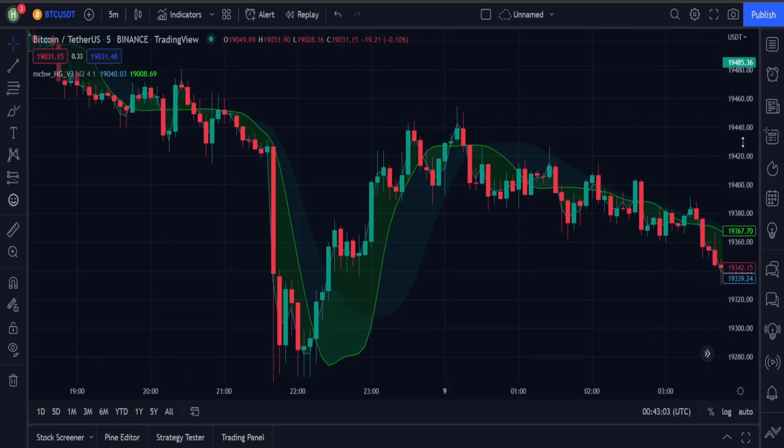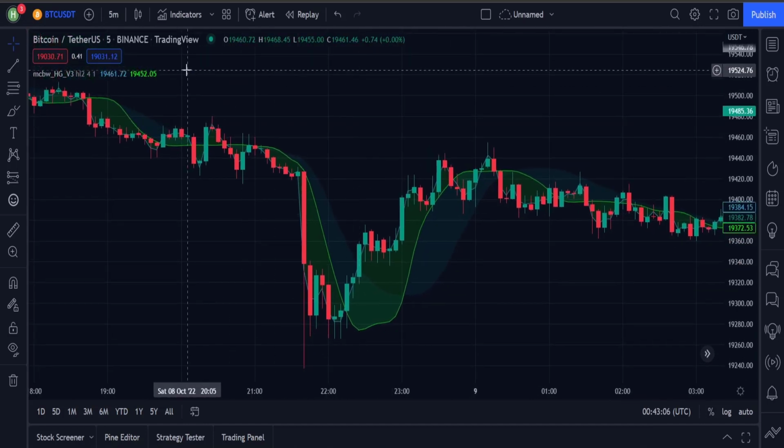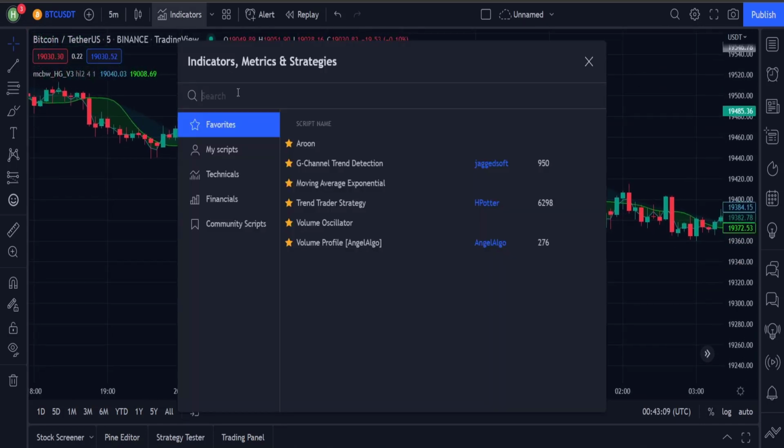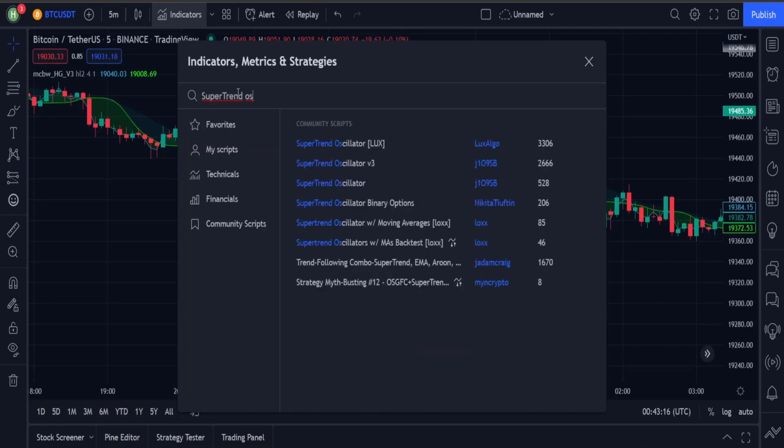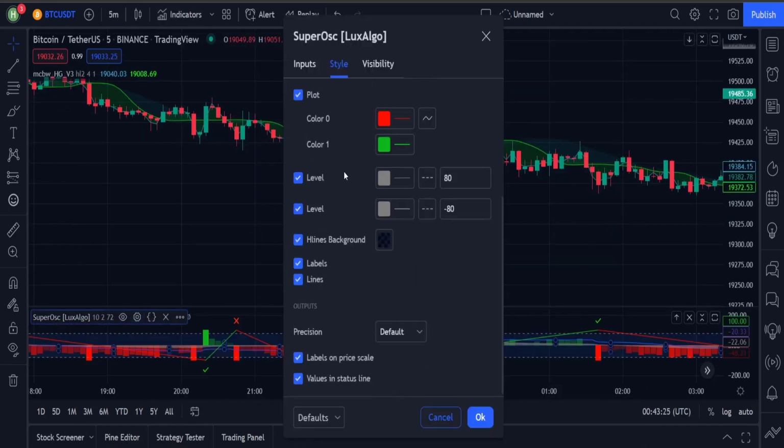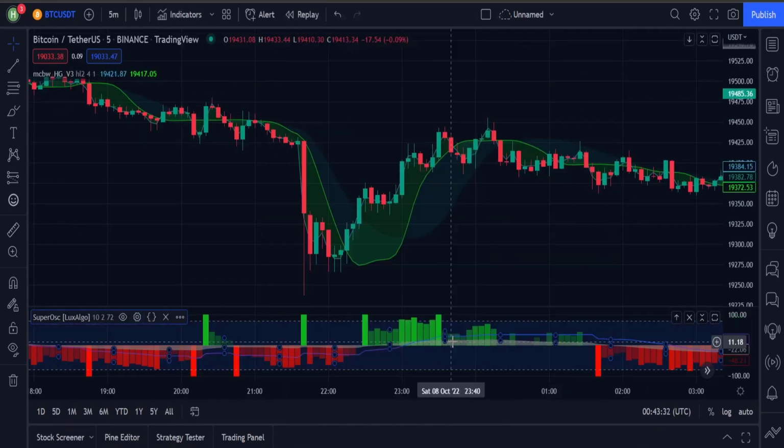So I'm just going to get rid of them. So the indicator we're looking for is called the Super Trend Oscillator. This one by Lux Algo. Now let's double click on it, and in the input section, let's untick these 2 options. Now let's understand how this indicator will improve this strategy.